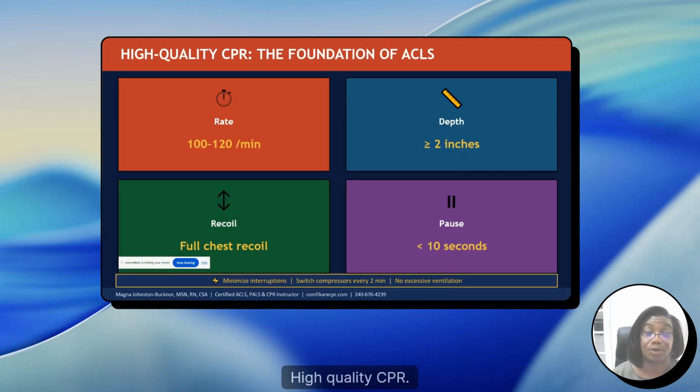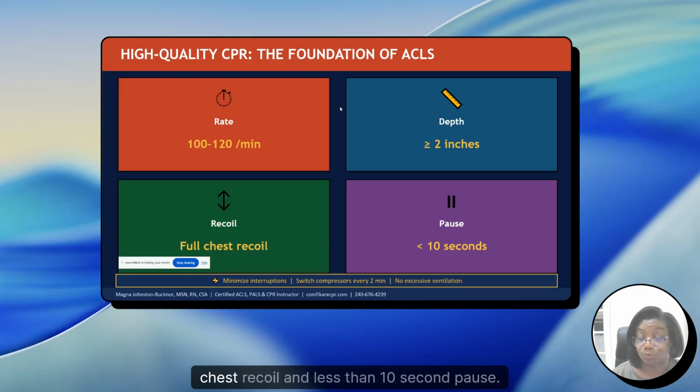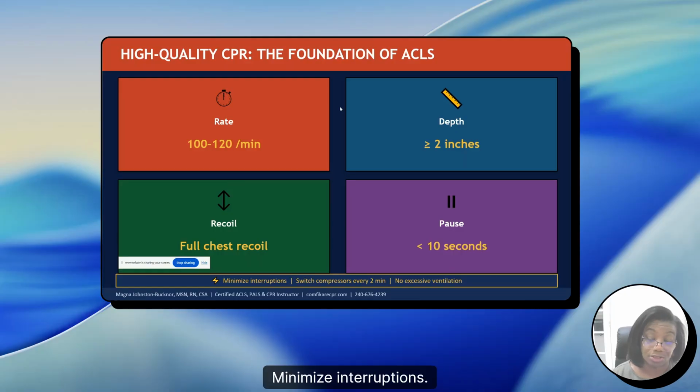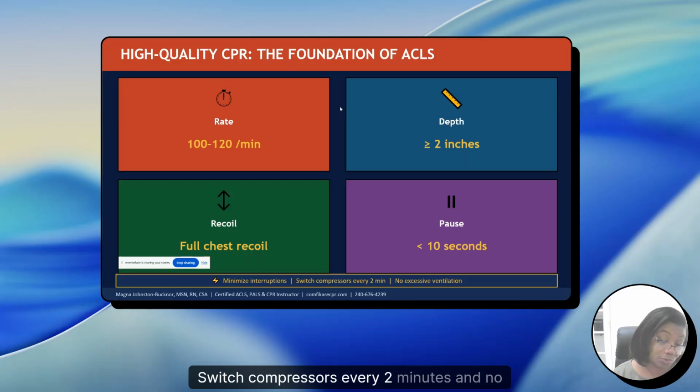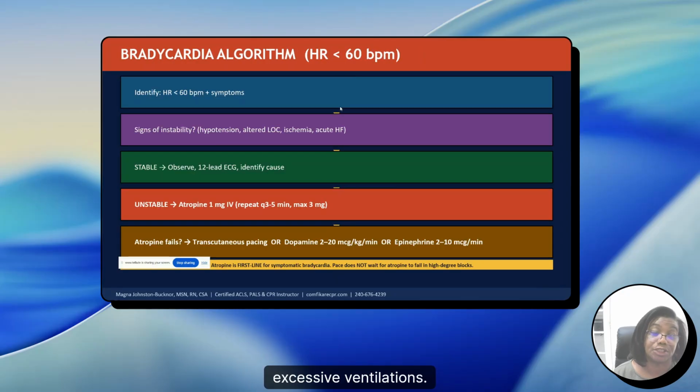High-quality CPR, the foundation of ACLS. The rate is 100 to 120 per minute. The depth is 2 inches. Recoil is full chest recoil, with less than a 10-second pause. Minimize interruptions, switch compressors every 2 minutes, and no excessive ventilations.